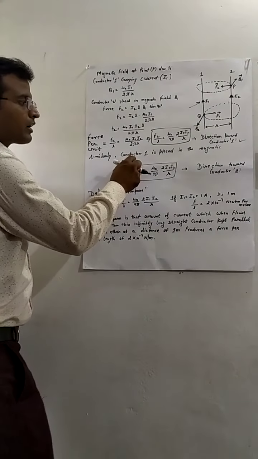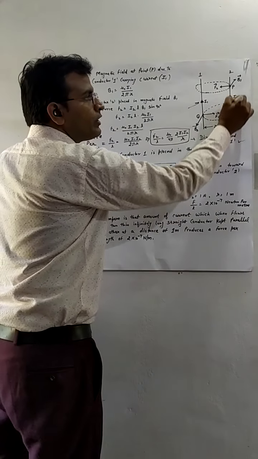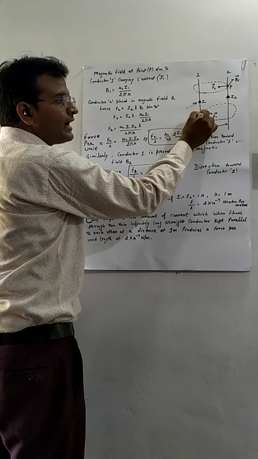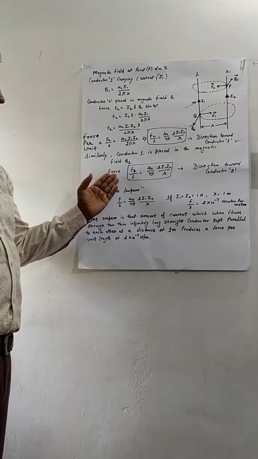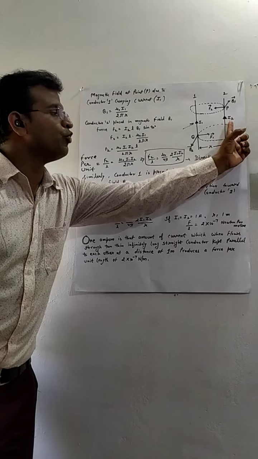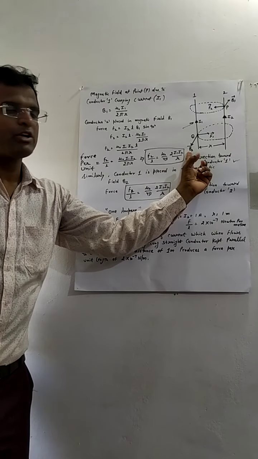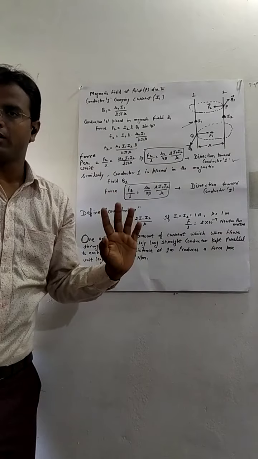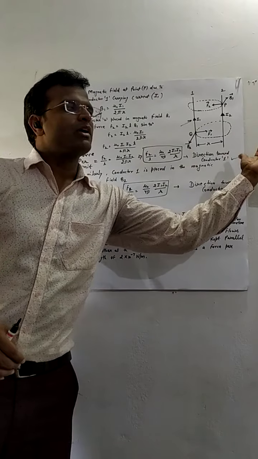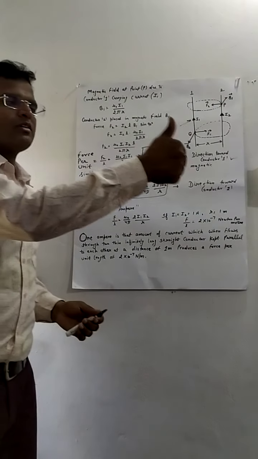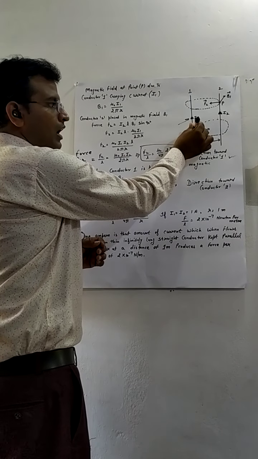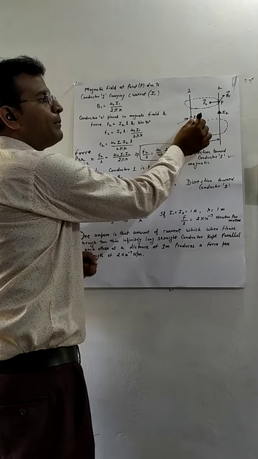Similarly, I2 current is flowing through conductor 2. At point Q, what is the value of magnetic field? The magnetic field is the same, mu naught I by 2 pi r. But the current is I2, so the magnetic field is B2, which is equal to mu naught I2 by 2 pi r. What is the direction of magnetic field? Right hand side inward, left hand side outward, using the thumb rule. According to this rule, this is the direction of magnetic field, out of the paper, out of the plane.